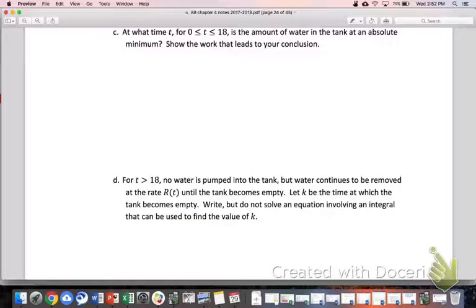So in order to find an absolute minimum, you've got to consider endpoints and critical numbers. Your endpoints are pretty obvious, 0 and 18. Critical numbers are a little bit less obvious. In order to get critical numbers, you need to do W of t minus R of t and set that equal to 0. You want to set your net rate equal to 0.